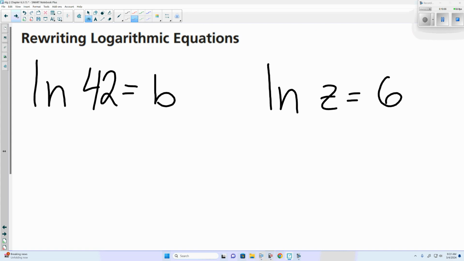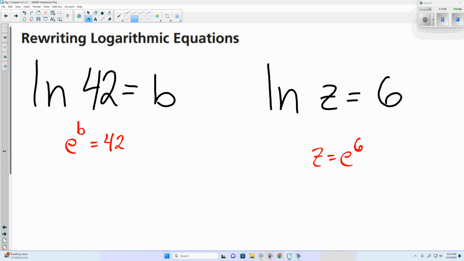So we have here the natural log of 42 is equal to b. So if we want to rewrite this, this would become what? E to the b is equal to 42. Questions on this here? How about the next one? The natural log of z equals 6. Z is equal to e to the 6, or e to the 6 is equal to z. Either way works. And it seems odd that we're using variables in these here.